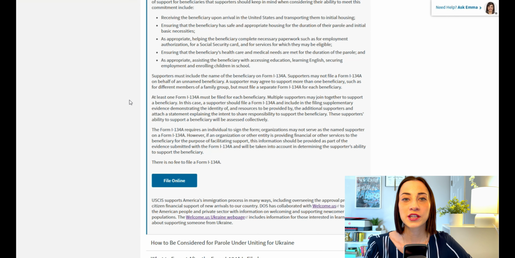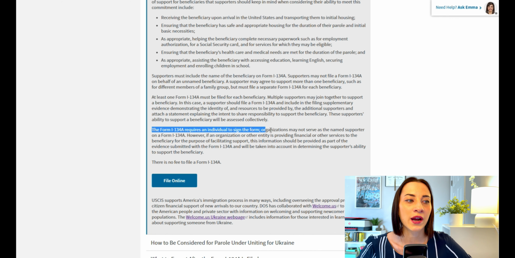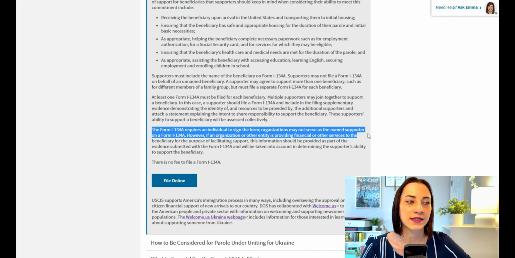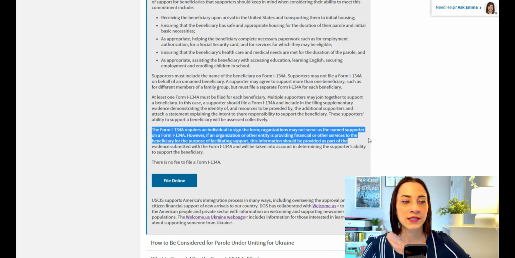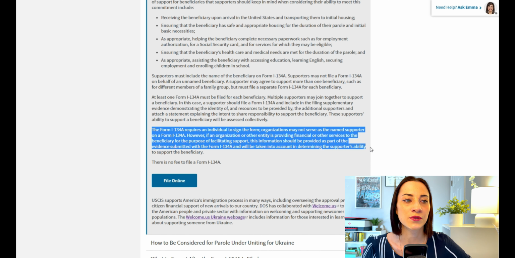In addition, you need to keep in mind that the form I-134A requires an individual to sign the form. Organizations may not serve as the named supporter on the form I-134A. However, if an organization or other entity is providing financial or other services to the beneficiary for the purpose of facilitating support, this information should be provided as part of the evidence submitted with the form I-134A and will be taken into account in determining the supporter's ability to support the beneficiary.